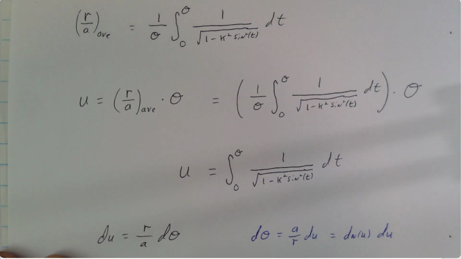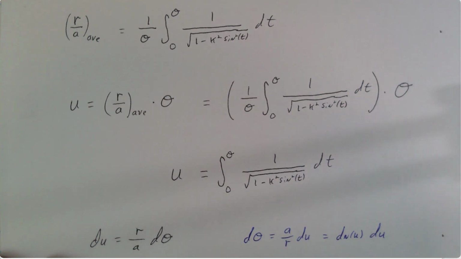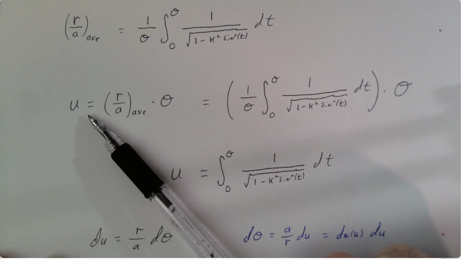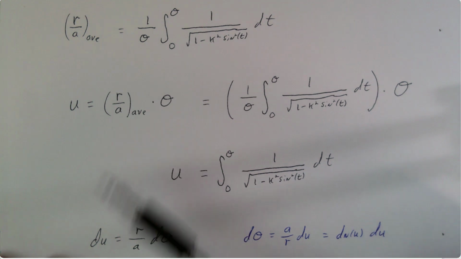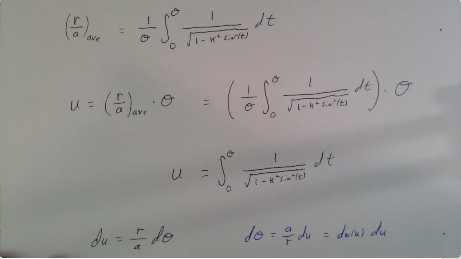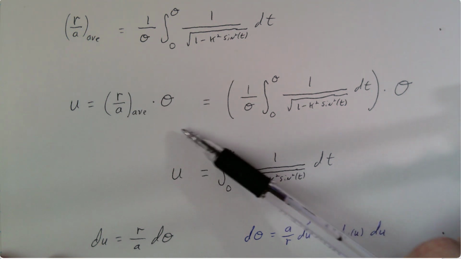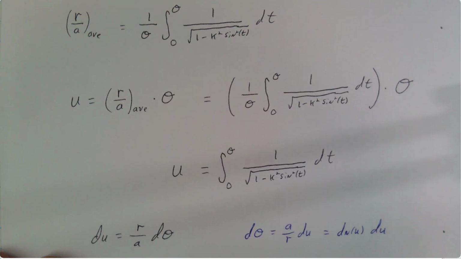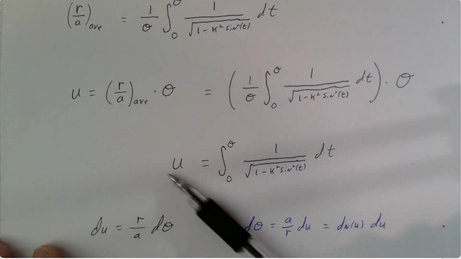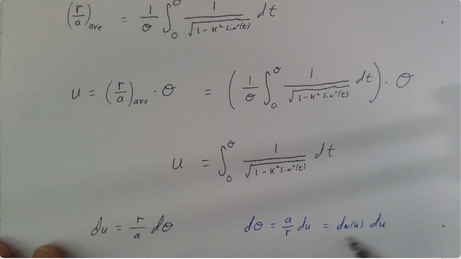So that's the way I like to think of u. That's the best way I could think of it as u. It's the average of r in units of the minor axis times theta, or phi. Maybe I should have used phi here. And then of course if you take du, it's r over a d theta still.